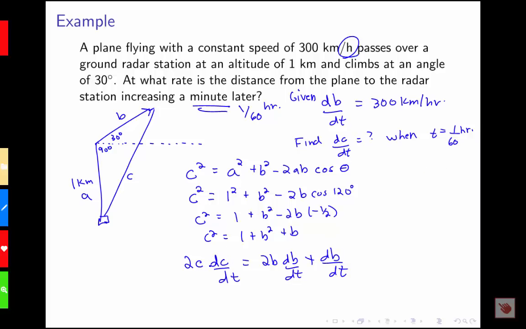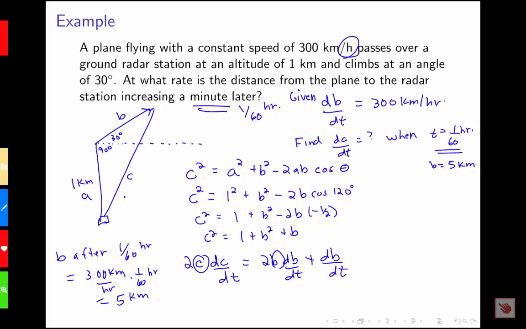So let's see, I'm going to have to fill in both this c and this b value. So I need to know what those distances are when t is equal to 1/60th of an hour. So we know that the plane here is traveling at 300 kilometers per hour. So b after 1/60th of an hour, okay, that distance has to be the rate times the time. So it has to be 300 kilometers per hour times 1/60th of an hour. So we're looking at 5 kilometers being our value for b. So when t is equal to 1/60th of an hour, b is equal to 5 kilometers. Okay, well, what about c? Well, if I know what b is at a certain fixed time, I can then use my law of cosines to figure out what c is at that time.